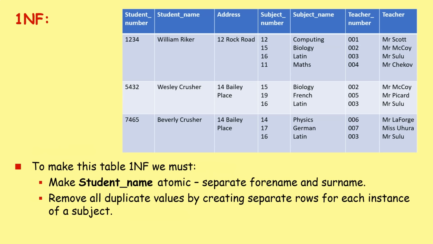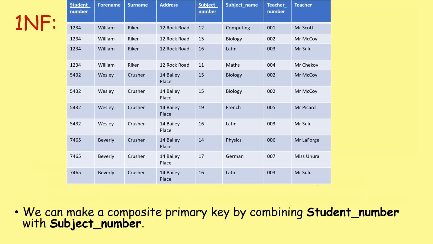To make it first normal form, we must make student name atomic, separating forename and surname. We must also remove all duplicate values by creating separate rows for each instance of a subject. And we have this. Now we can make a composite primary key now by combining student number and subject number together. So you can see they're both underlined. That is the composite primary key.